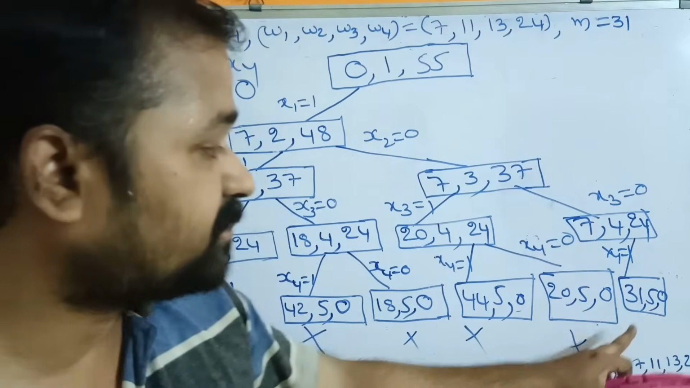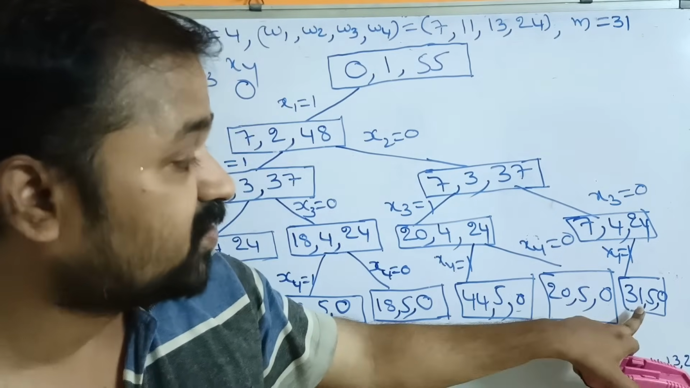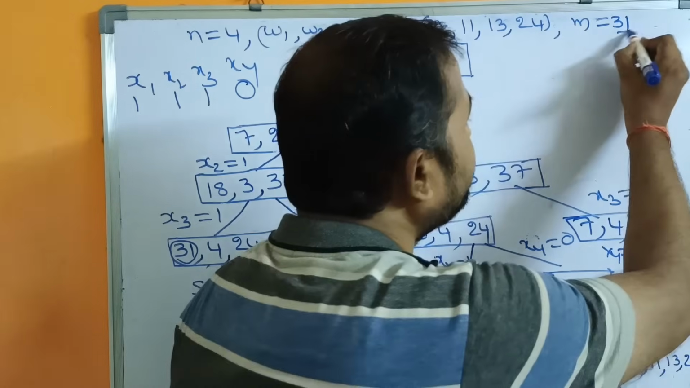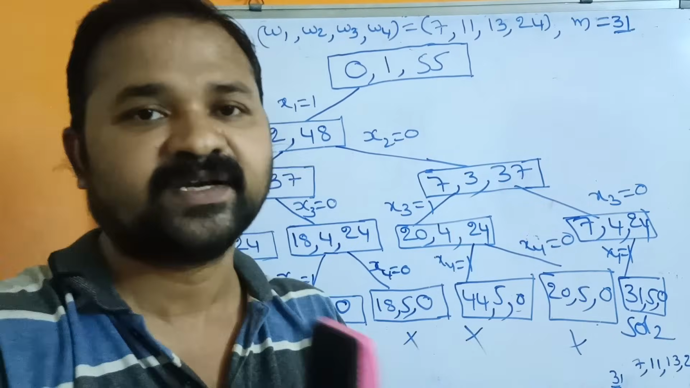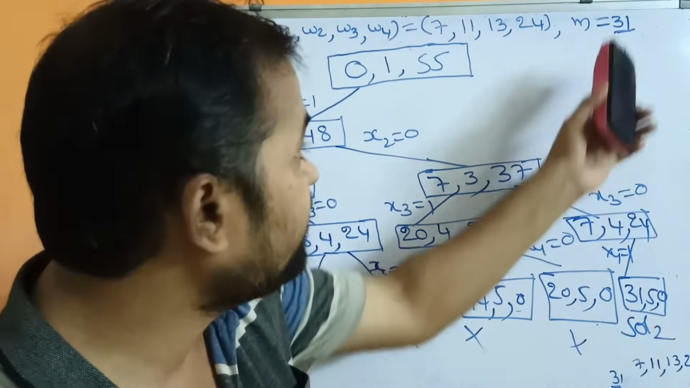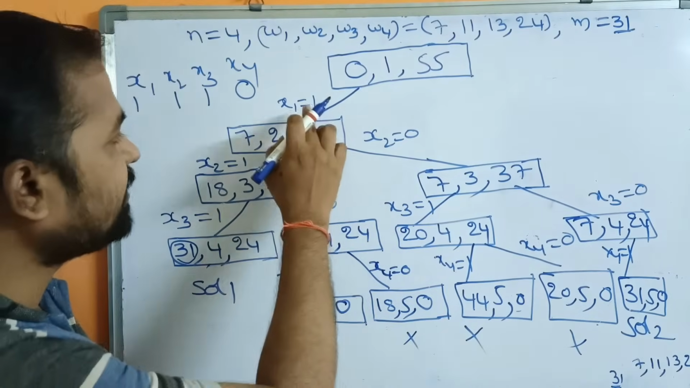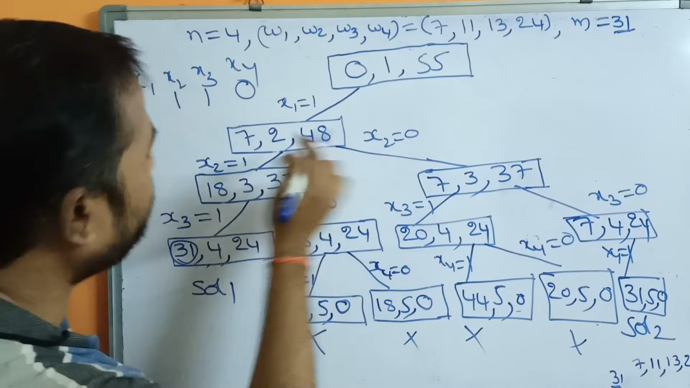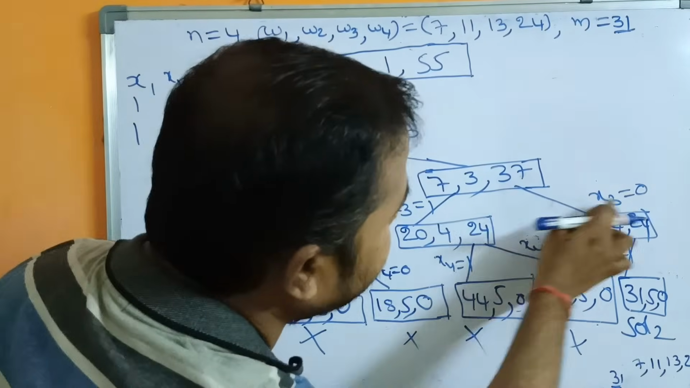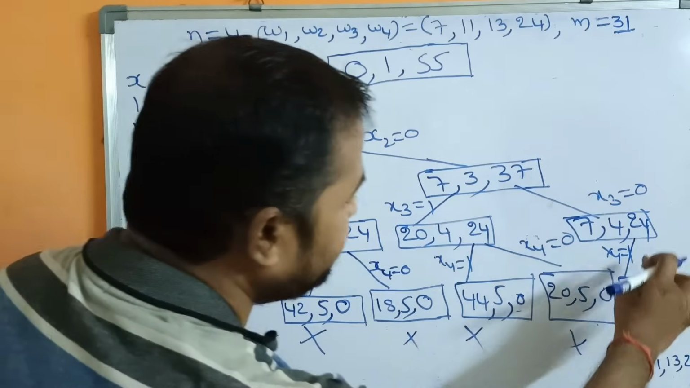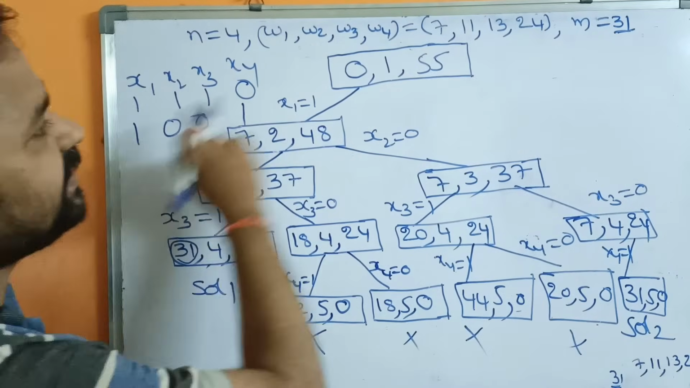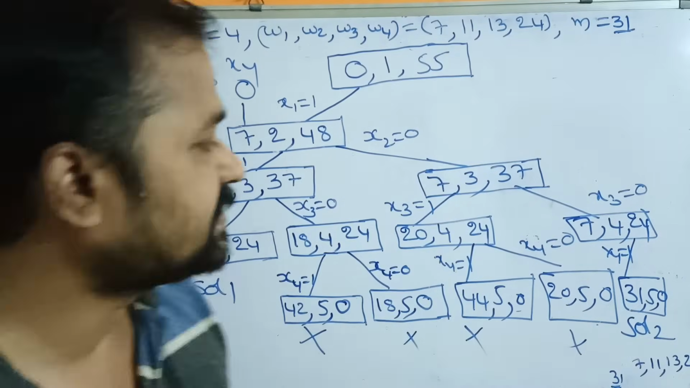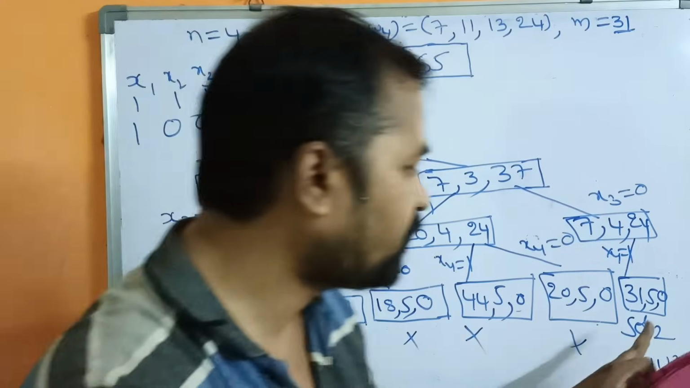0. If you observe here, we got the sum as 31. So this is nothing but solution 2. Why? Because here we need to find the subsets in such a way that their sum must be equal to 31. If you observe here, what is the combination? x1 is 1, x2 is 0, x3 is 0, and x4 is 1. The x1 weight is 7, whereas the x4 weight is 24. So 24 plus 7 means 31. So this is the second solution.